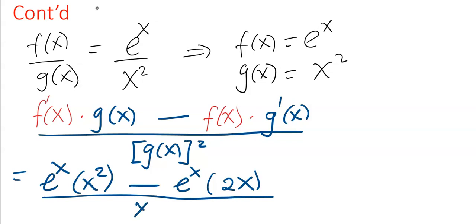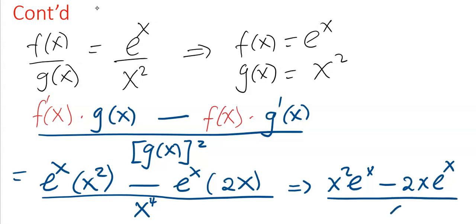So when you square that, what do you get? You just x squared times x squared, which is equal to, you add the powers, that will give you x to the power of 4. So if I clean this up, what I have is x squared e to the power of x minus 2x e to the power of x divided by x to the power of 4. And that will be your final answer.